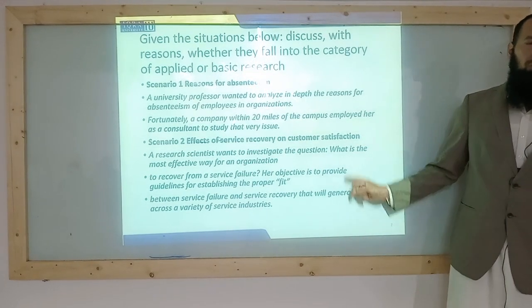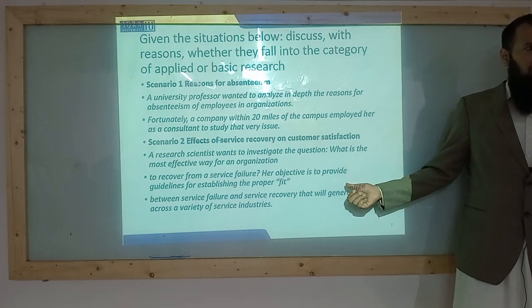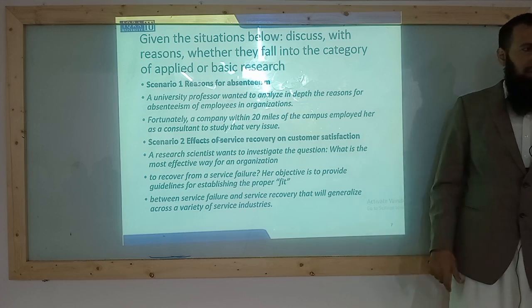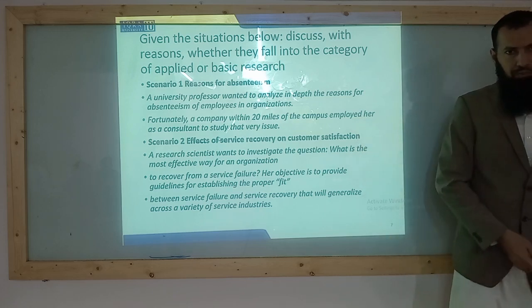So these are two situations. You have to solve them. This is also available in the book, at the end of chapter 1. So either you can find out from there or read from here. Okay.